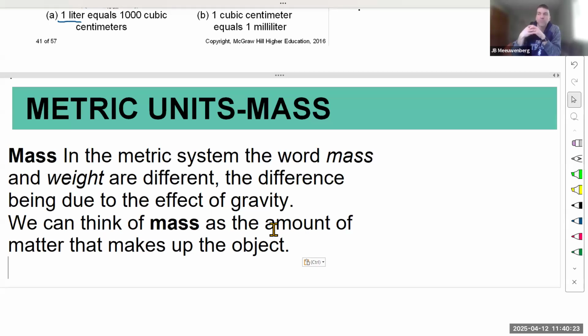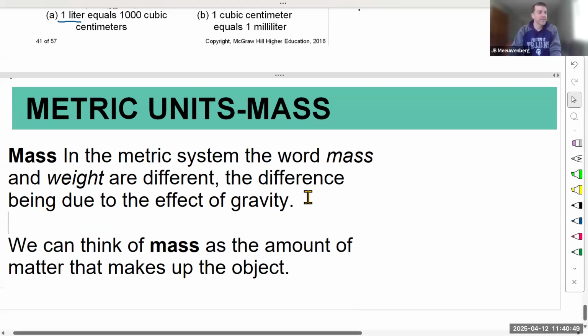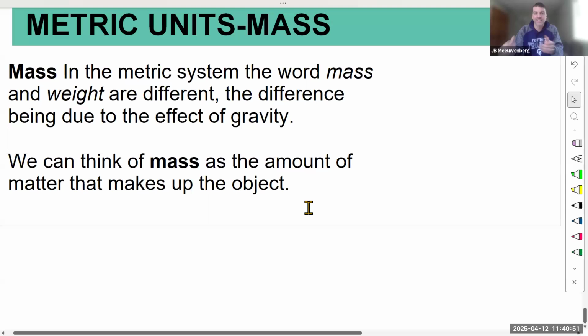So if you go to sea level and if you go to the top of a mountain, you will weigh a slightly different amount because of pressure. Same thing if you go to the moon, your body mass hasn't changed, but you'll weigh a lot less. Your mass doesn't change. So they are connected, and in the metric system, we measure mass really instead of weight.